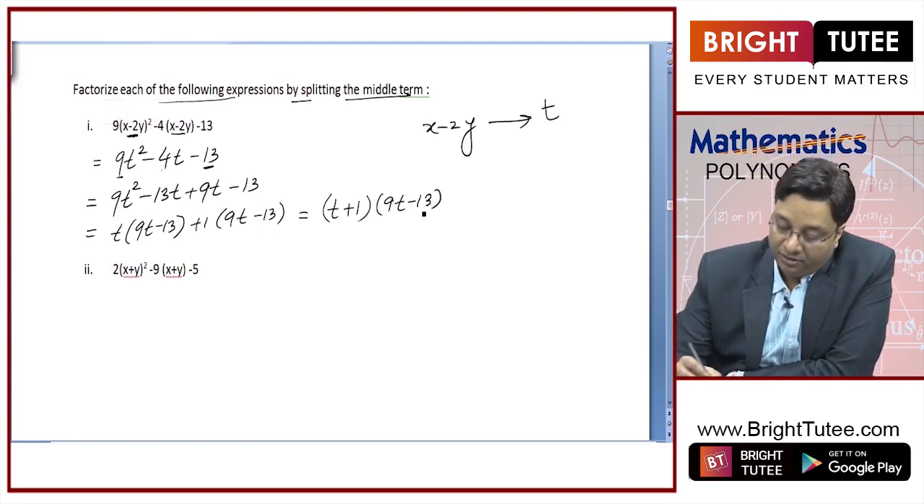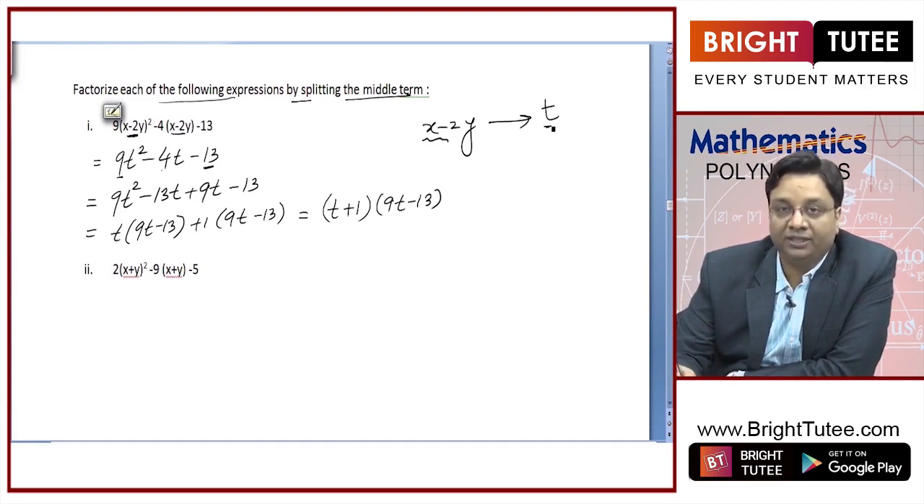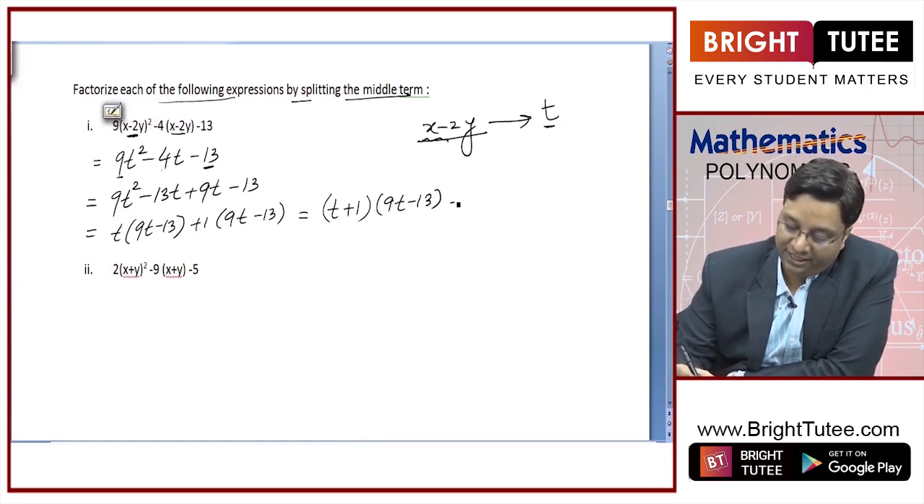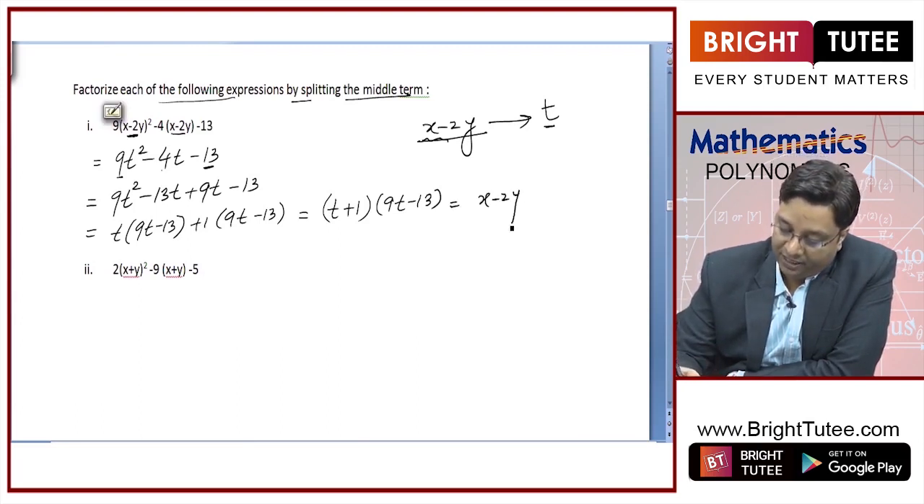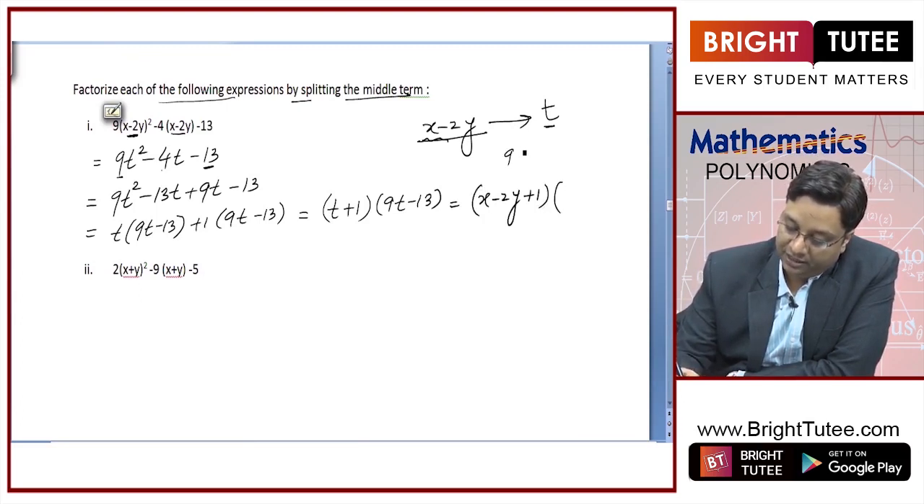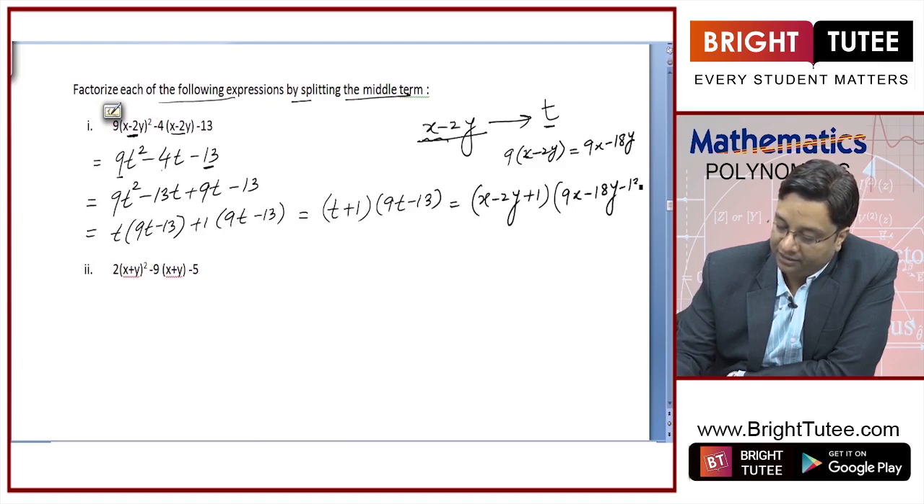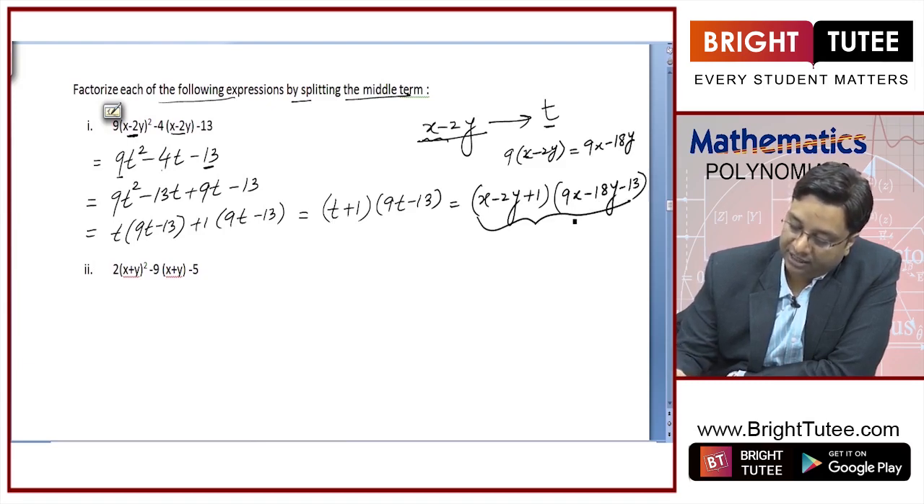Okay. Now the answer cannot be in terms of t, because t means x minus 2y. So let us replace t by x minus 2y back. So x minus 2y plus 1, 9 into x minus 2y, that is 9t, x minus 2y will be 9x minus 18y, right. So 9x minus 18y minus 13. Now this is our answer.